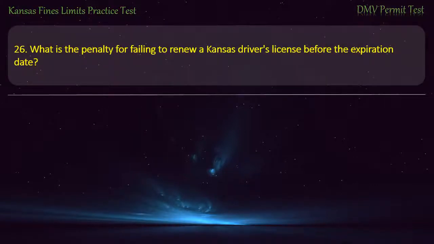Question 26. What is the penalty for failing to renew a Kansas driver's license before the expiration date? $1. $50. $25. $10. Answer. $1.